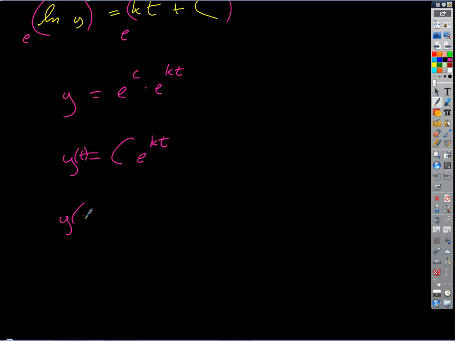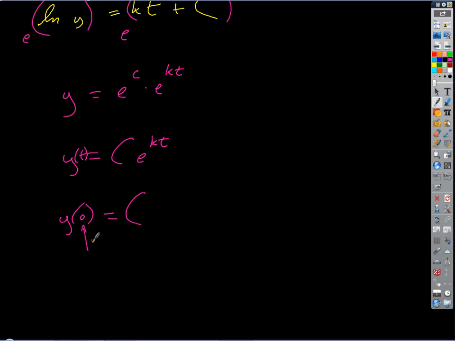So let's find out what y of 0 is. If I plug 0 in, what do I get over here? C times e to the 0. What's anything to the 0? 1. So what is C then? Is it 1? No, it's the population, it's 0. If y is population, C would have to be, what is it? Nothing?